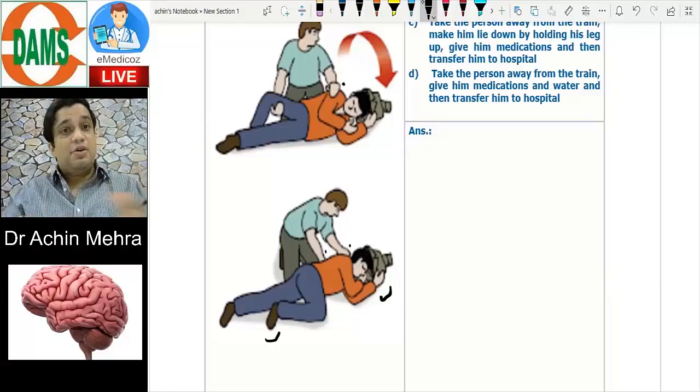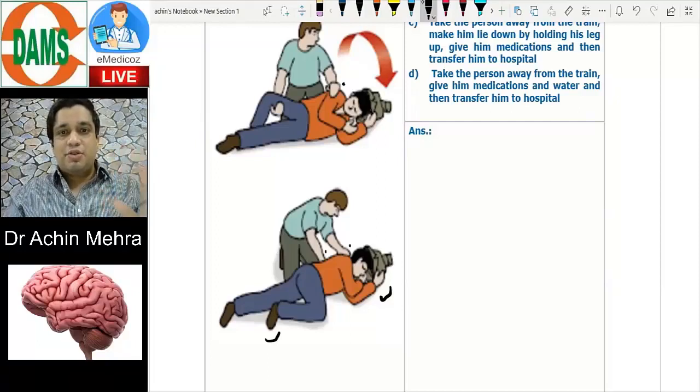The reason behind all this maneuver is, one, that we try to prevent injury in the patient by placing him in a safe position. Second, we try to prevent aspiration by putting the patient in a left lateral position. And you never know, this may be the first episode, and the second, third, fourth and fifth episodes may go on.